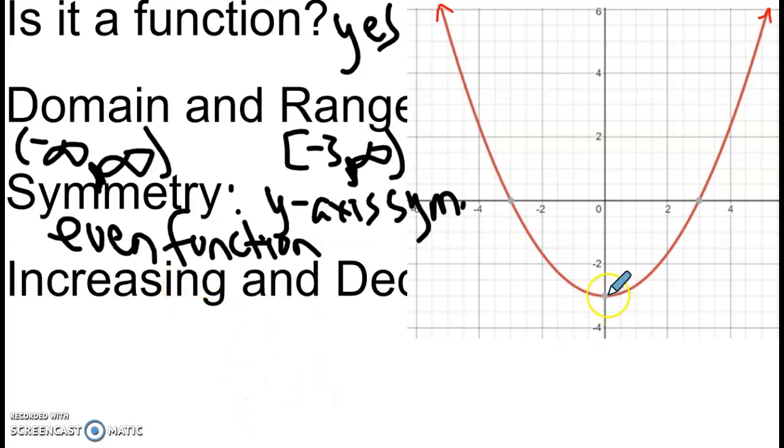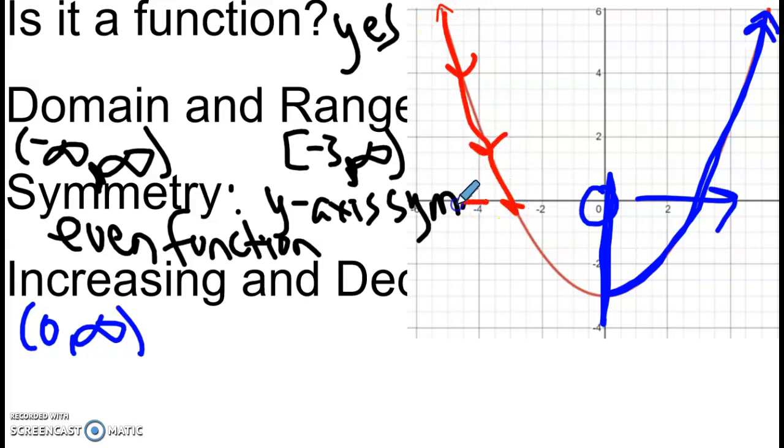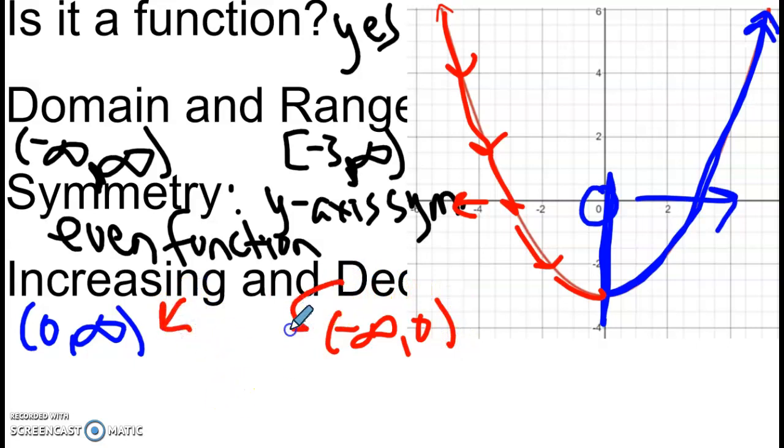Now let's look at this for this new stuff. My function is increasing. In other words, the y coordinates are getting bigger, okay? From the time right here, from the time x is 0 until infinity. It was decreasing from the time x was -infinity until I hit 0. That's when it's decreasing. Increasing from 0 to infinity. Where's it decreasing? From -infinity to 0.